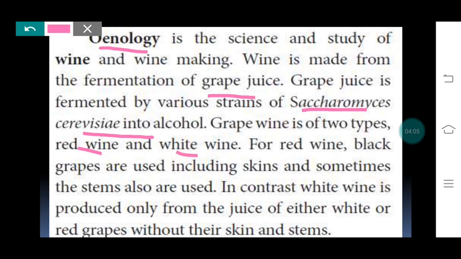Actually every paragraph you have to study. Any paragraph can be asked as a 5 mark question. But fermentation beverages together is a 5 mark question, the full paragraph. Okay, right.